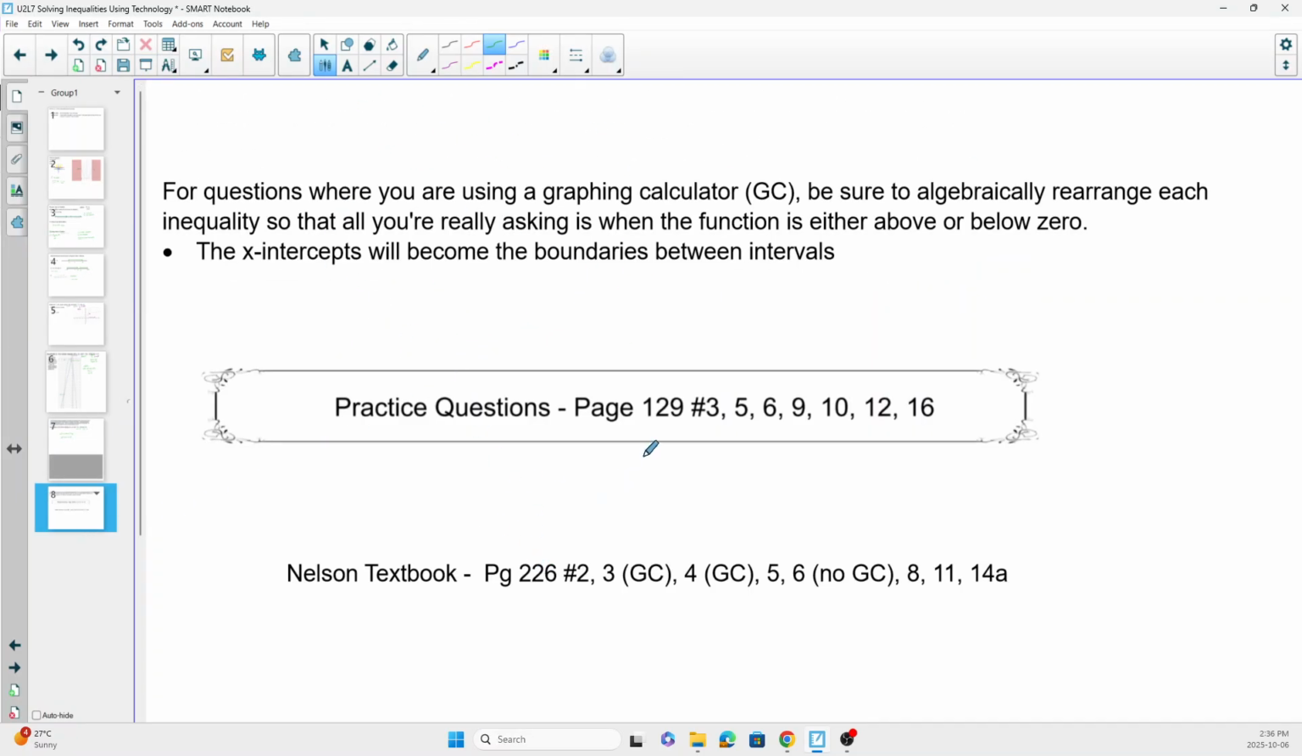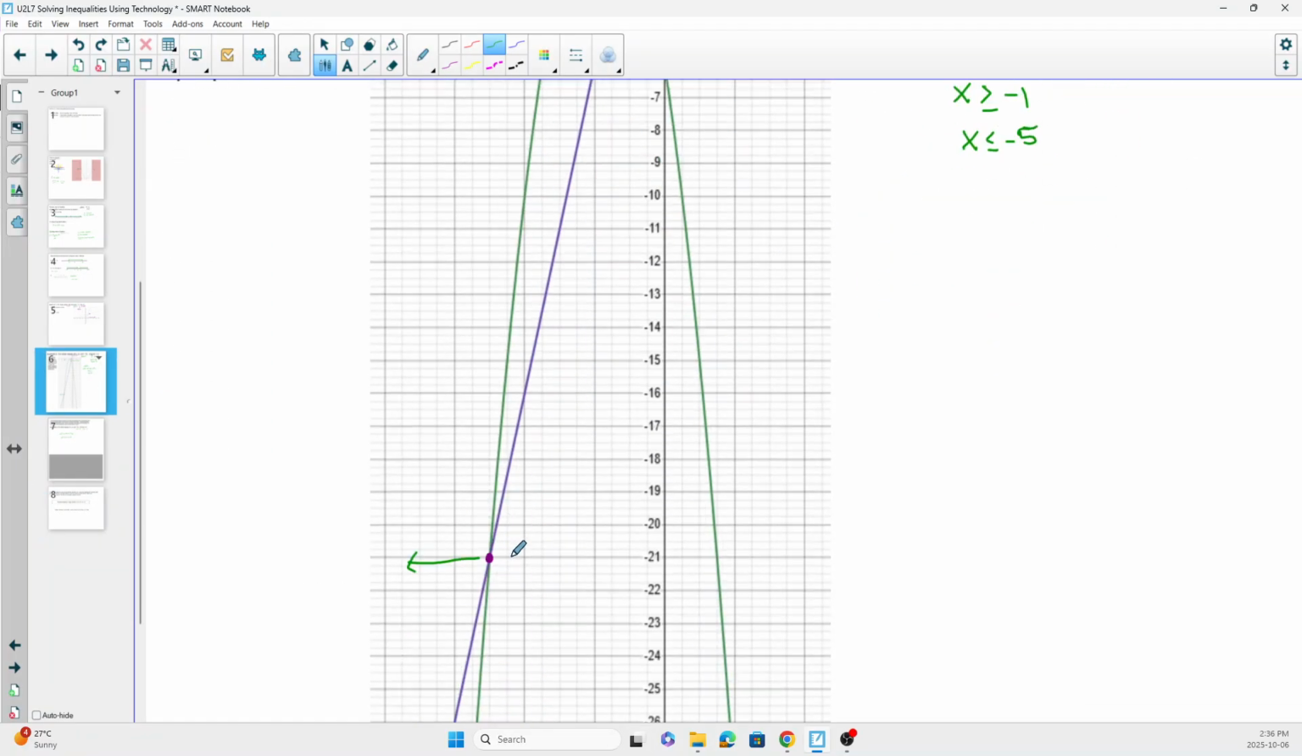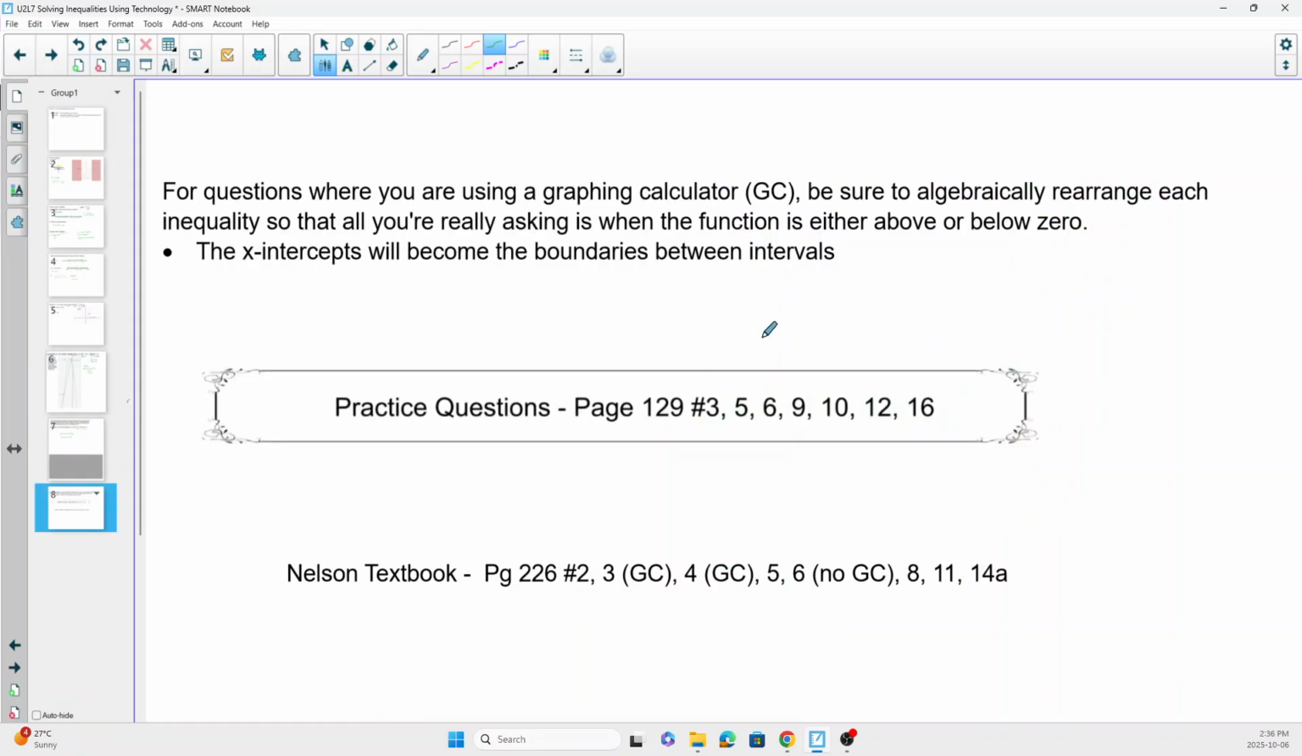For the practice questions, just know we're going to use Desmos for your graphing calculator, and make sure you algebraically rearrange each inequality so that what you're really asking is when the function is above or below 0. That's always going to make your life a lot easier to read the graph. So you're not having to look at those points of intersection, but recognizing that the points of intersection of two different functions become the x-intercepts when you rearrange the inequality and combine both polynomials to one single polynomial on the other side. Okay, so we're going to continually be doing that rearrange approach, and the x-intercepts become the boundaries between those intervals.